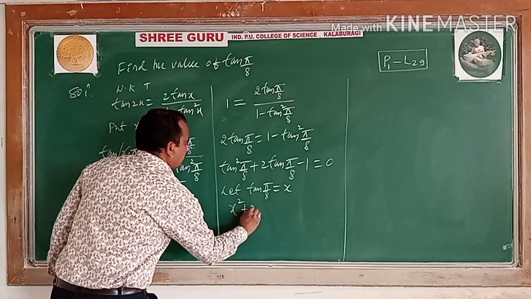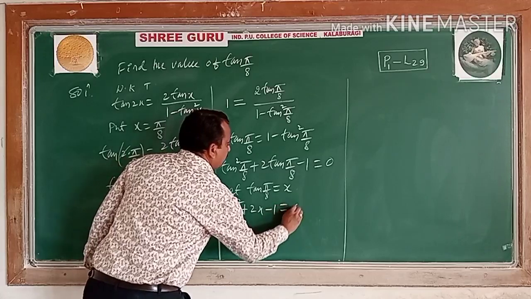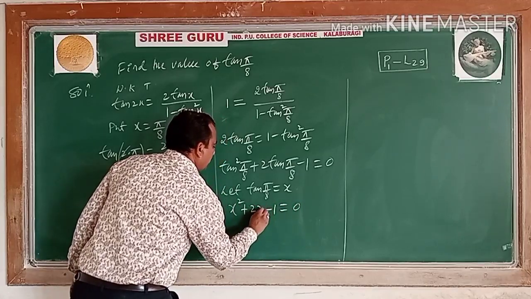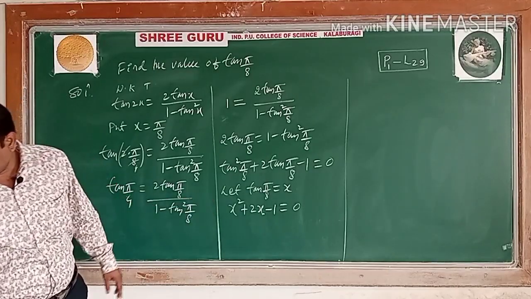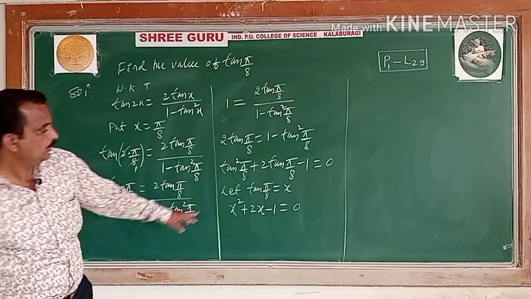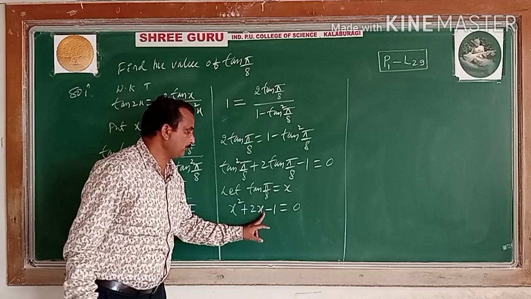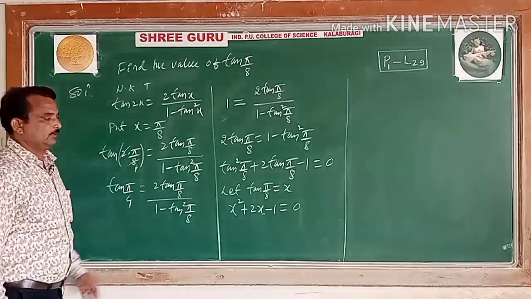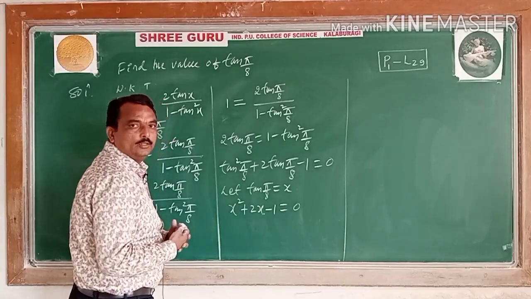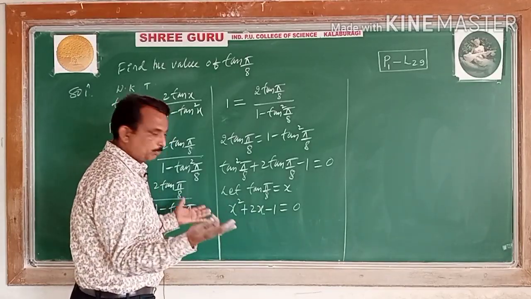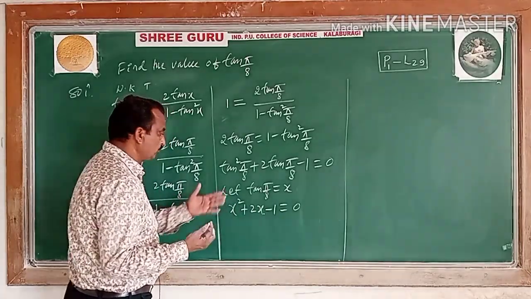x square plus 2x minus 1 is equal to 0. Is it clear to all of you? It is a quadratic equation in terms of x. Let us solve for x. The factors are not possible, so since we are not getting the factors, we go through the formula.